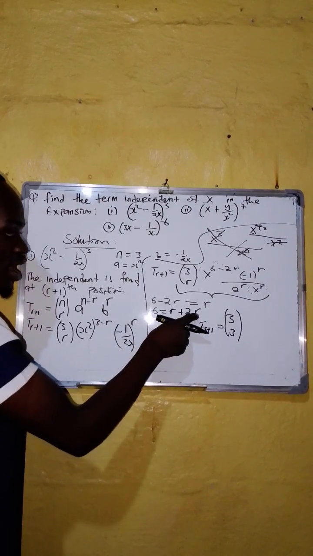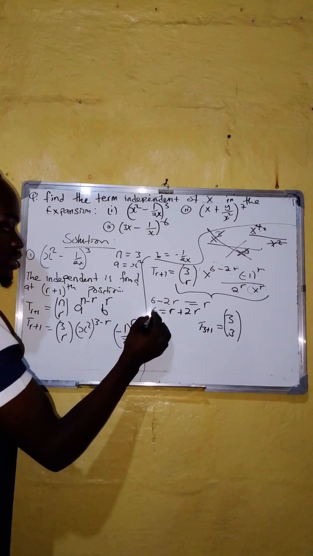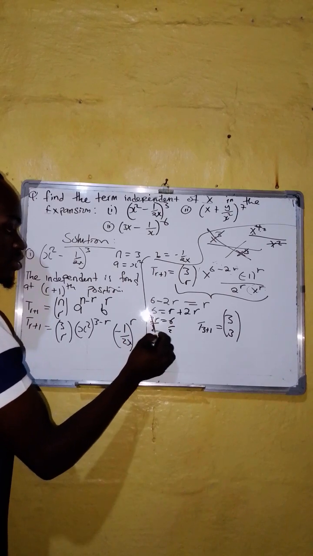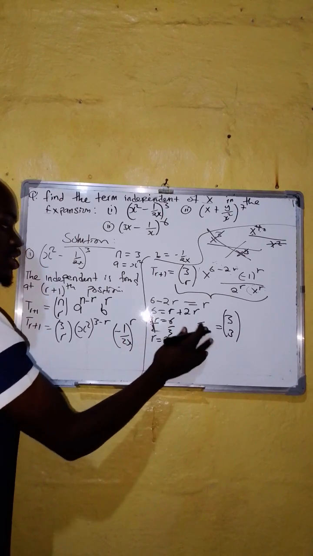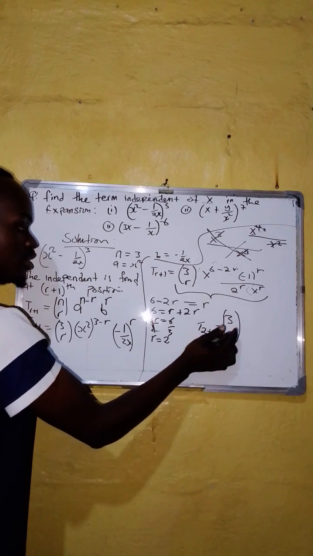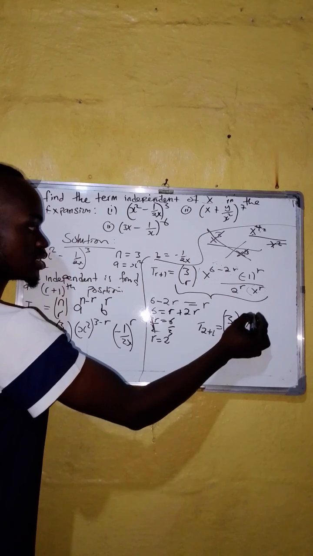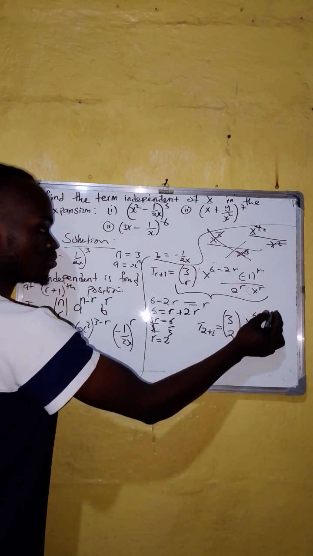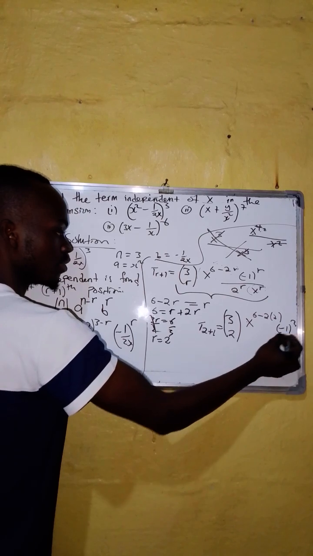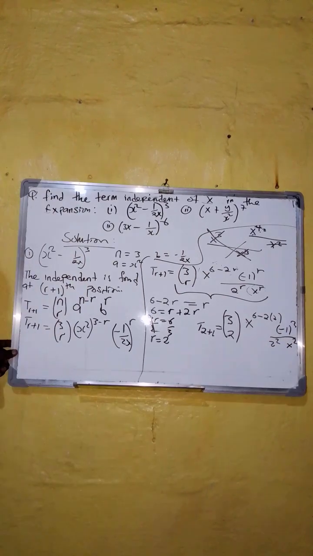2 plus 2r is 3r. 3r equals 6, divide both sides by 3. r is equal to 2, not 3, sorry. So this means that T(2+1), this would be a 2 there. A is, or maybe we can say x^(6-2), (-1)^2 over 2^2, and x^2.